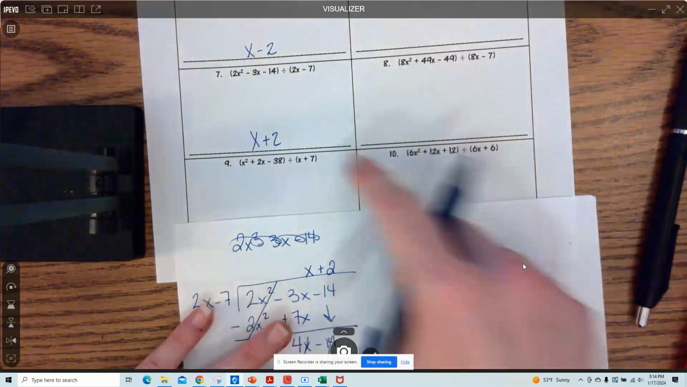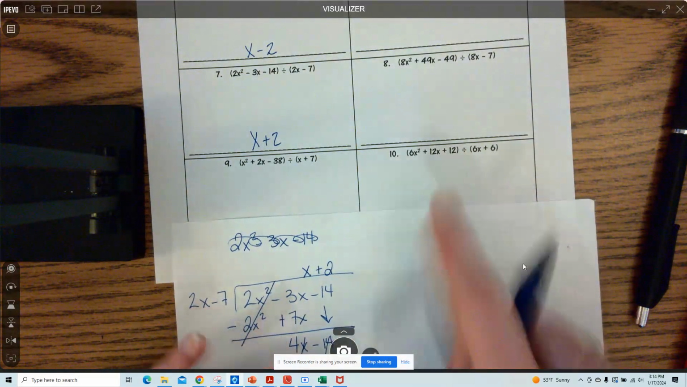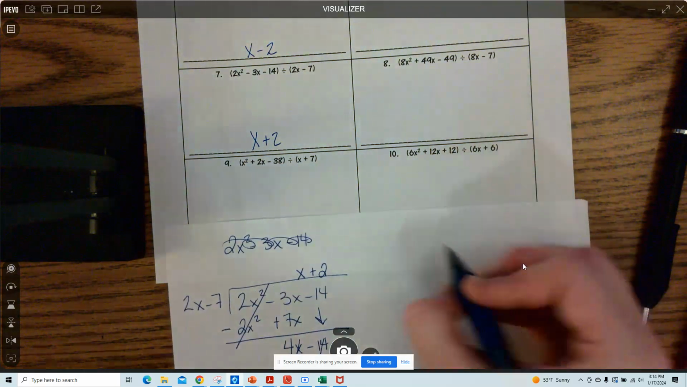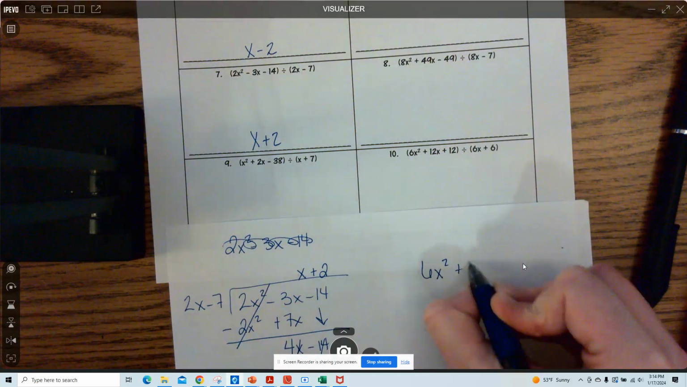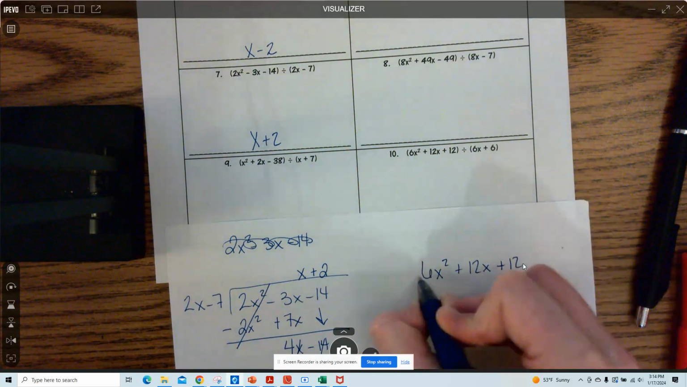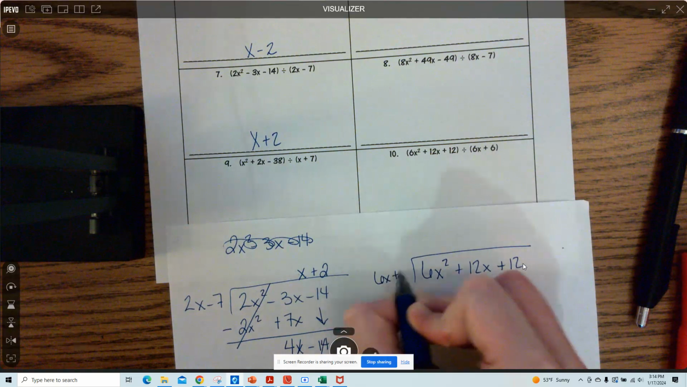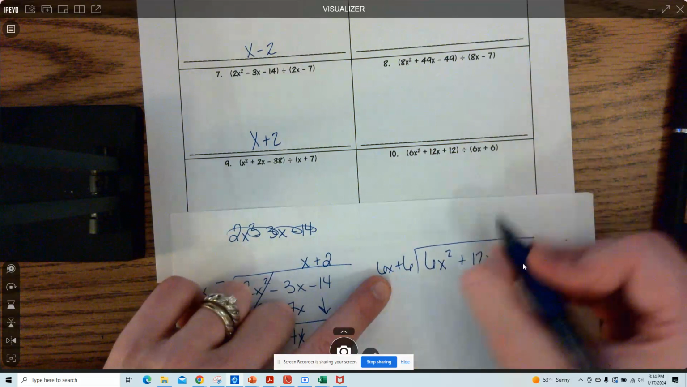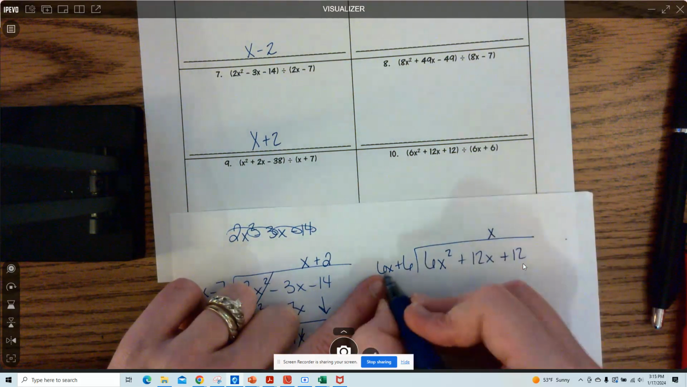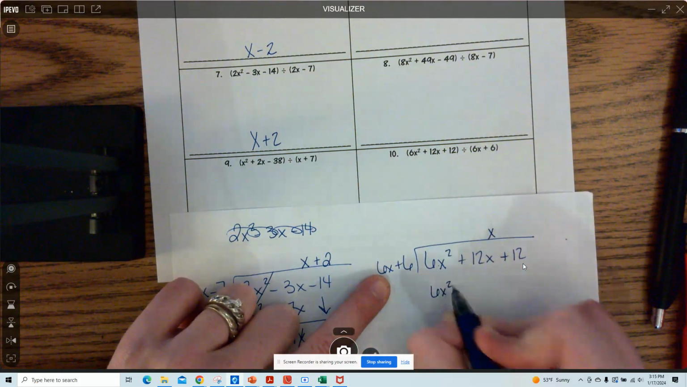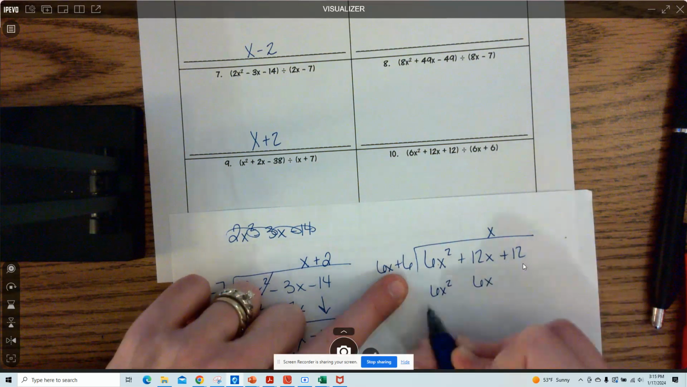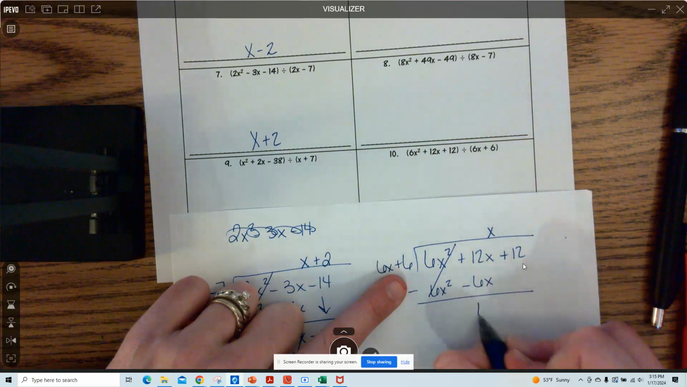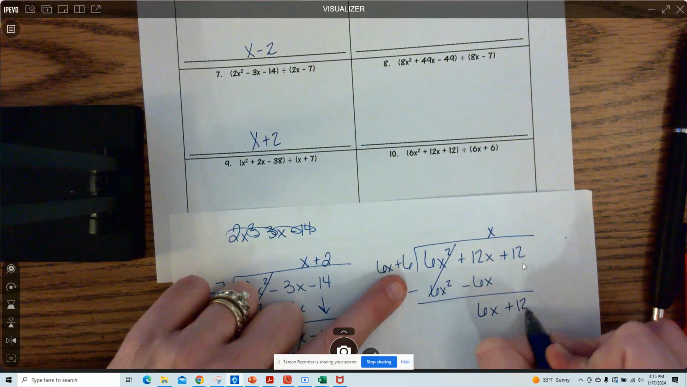So I'm actually going to skip across here. I'm going to do number 10 first to show you what a remainder looks like with long division. You don't have to do any remainder problems on your own. All right, so 6x squared plus 12x plus 12 divided by 6x plus 6. All right, so 6x goes into 6x squared, x times 6x is 6x squared, and then 6 times x is 6x. Subtract by changing signs. So 12x and negative 6x is 6x, and then plus 12.